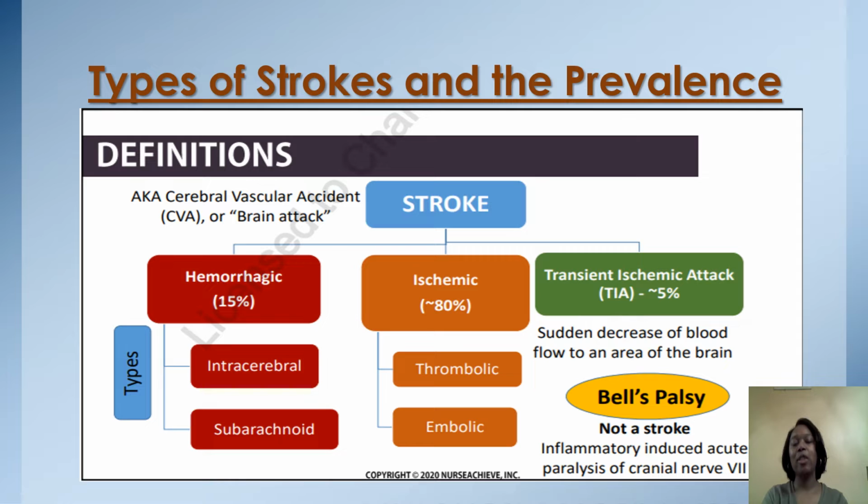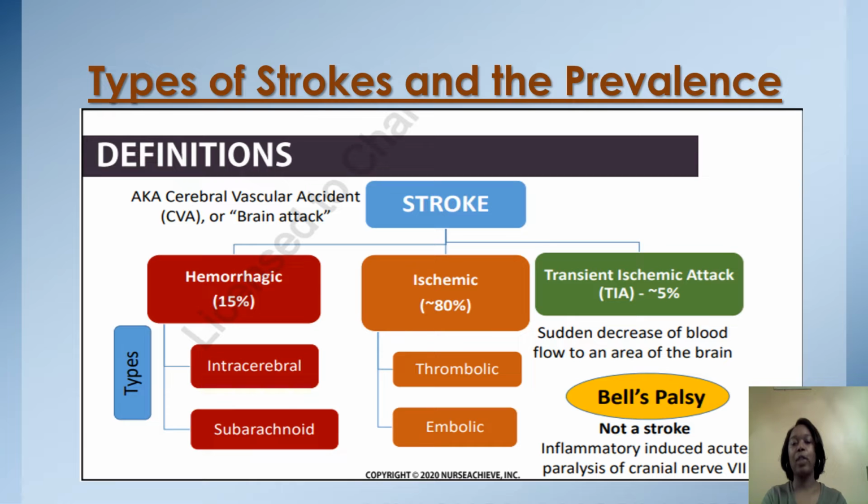Now, 80% of the CVAs are ischemic in nature, and they are called ischemic strokes. There are two different categories of ischemic strokes. First we have thrombotic, and a thrombotic stroke is the formation of a blood clot that partially occludes an artery that is already clogged with fatty deposits of plaque. This clot blocks the blood flow, resulting in damage to the brain tissue.